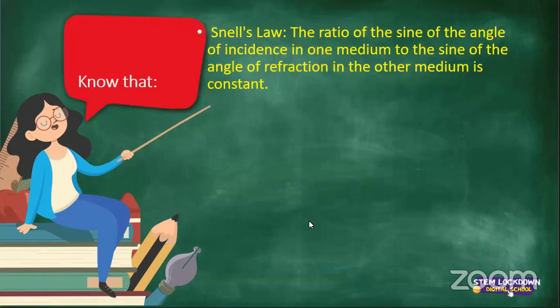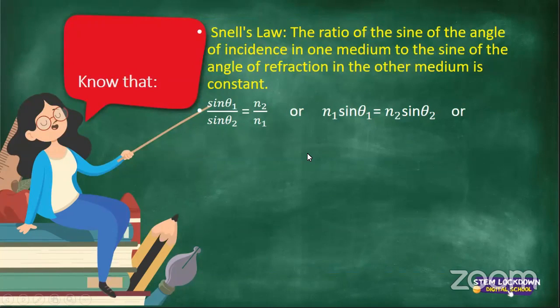Right, Snell's law. Snell's law states as follows. The ratio of the sine of the angle of incidence in one medium to the sine of the angle of refraction in the other medium is constant. So that's what you need to know. So here you can see that the ratio of the sine of the angle of incidence in one medium to the sine of the angle of refraction in the other medium is constant. So these two will always be equal because they are constant.